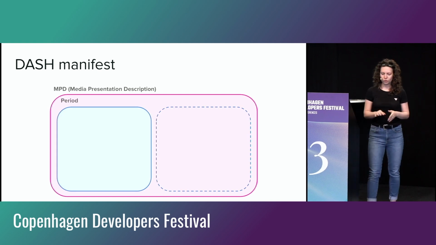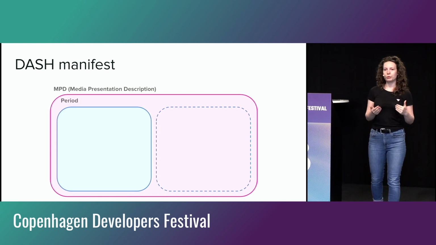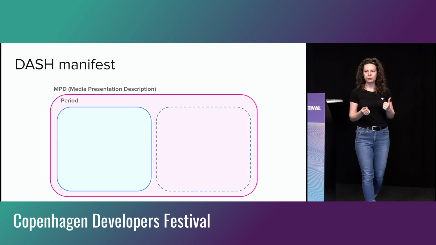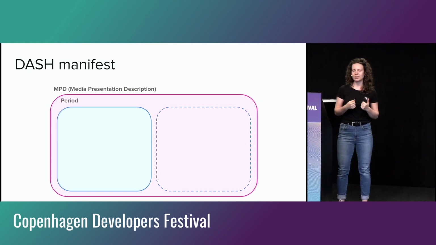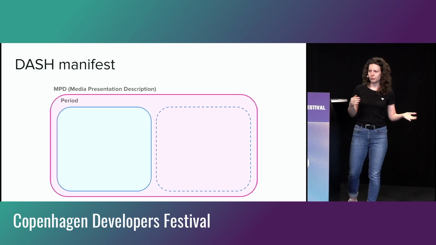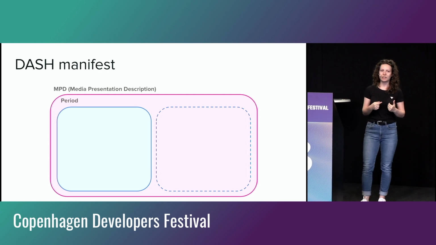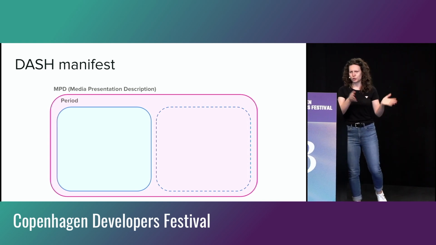So one of these is the period. And there might be one or more periods. Period is a time window within which we expect content to be presented. So usually it's only one period, but if there are many, then it's actually easier to support dynamic content insertion, such as ads, for example. But usually there is only one.